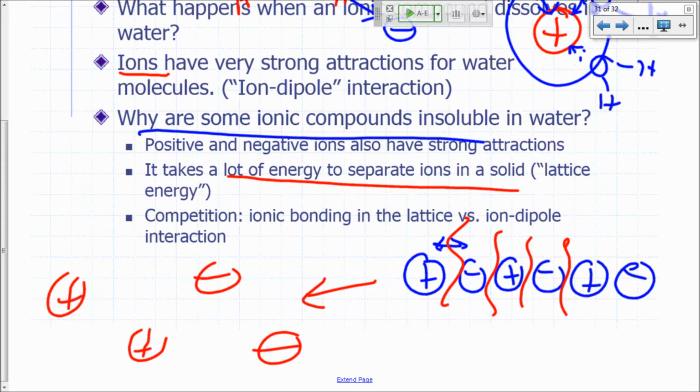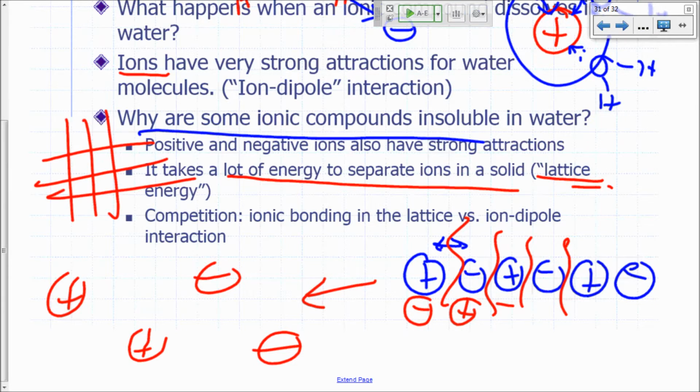The lattice is, when you look at this structure of a solid where you have plus minus arranged in a regular pattern, that pattern is called a lattice. Just like when you have a lattice pie, you have that structure shown, right? So if you have a regular arrangement of positives and negatives, you have what's called a crystal lattice. So you're looking at a competition then between ionic bonding in the lattice and ion-dipole interaction. In some cases, the lattice energy is so strong that your ionic compound ends up being insoluble in water.